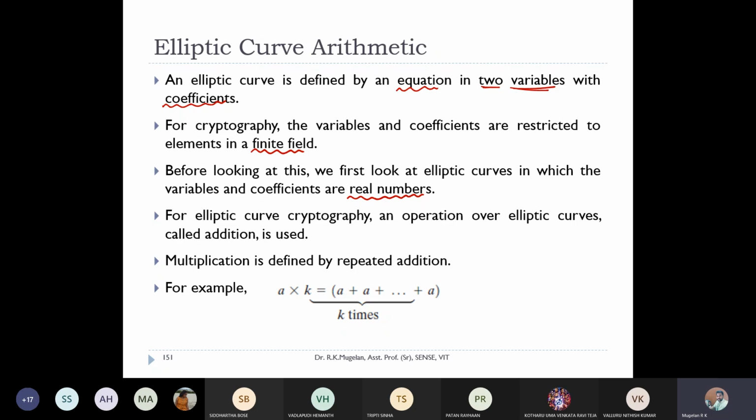The one thing people have to remember in elliptic curve arithmetic is that here we can perform two binary operations, addition and multiplication. Addition will be used as normal, whereas multiplication will be defined by repeated addition. Whenever I say repeated addition, it means that k times a, so a will be repeated k times and added. Like this, we will be performing multiplication in elliptic curve arithmetic.